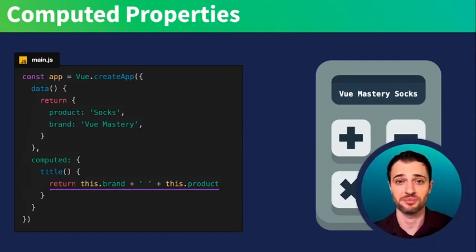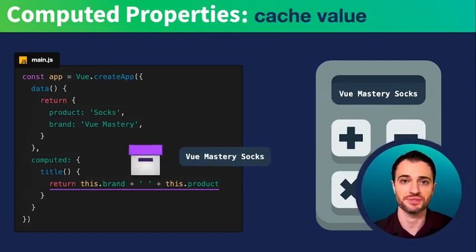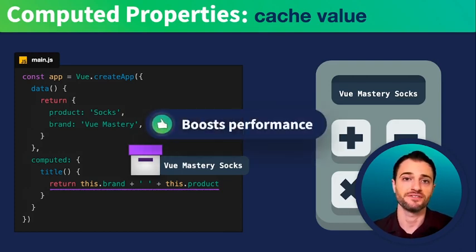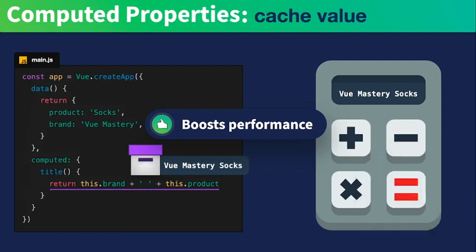And the benefit of computed properties is that they cache the value, so it stores it away and only updates when it needs to, when one of its dependencies change. For example, if the brand were to change from ViewMastery to NodeMastery, our computed property would receive that new dependency, then recalculate and return the new value.